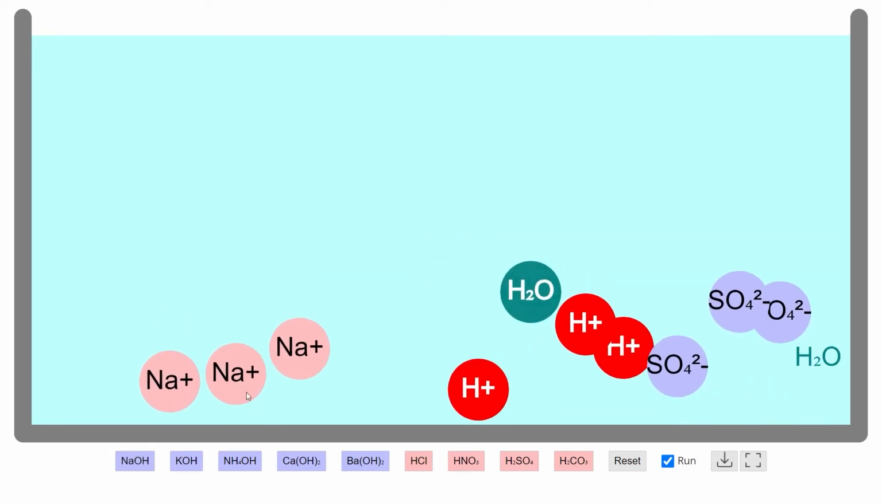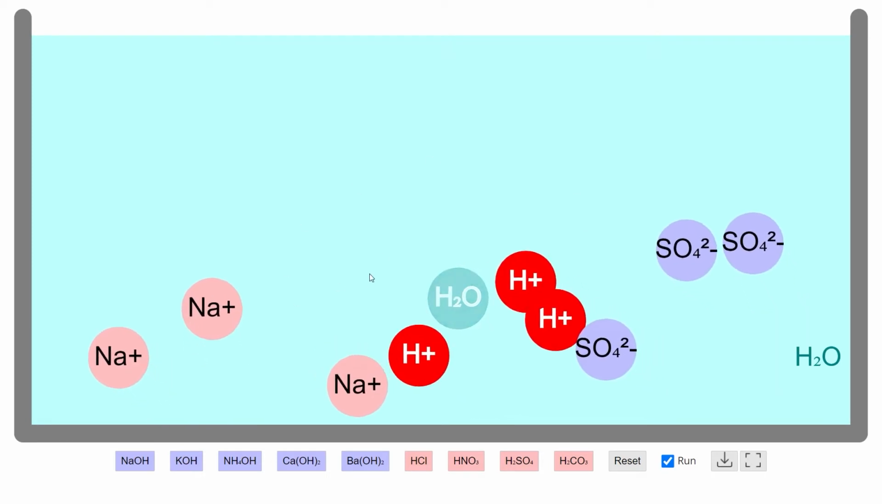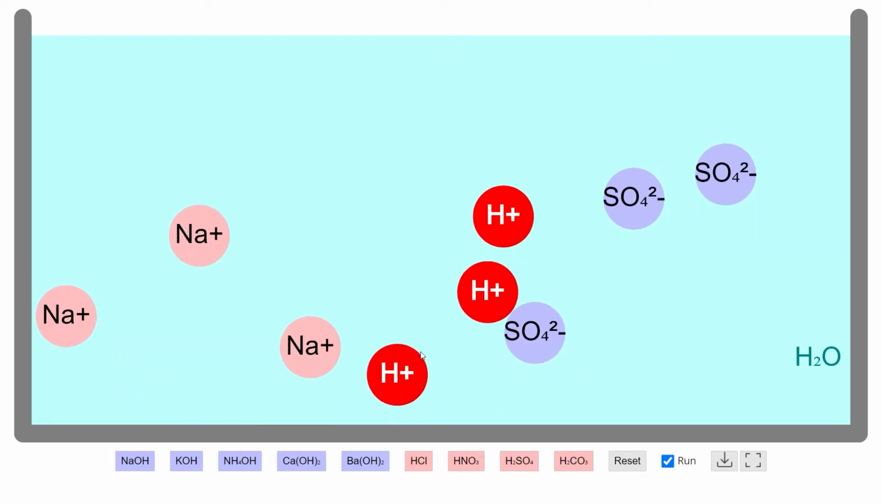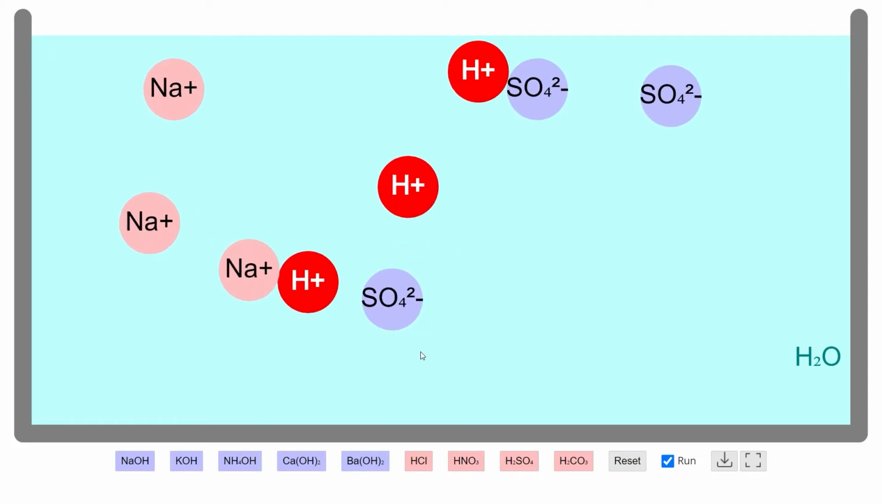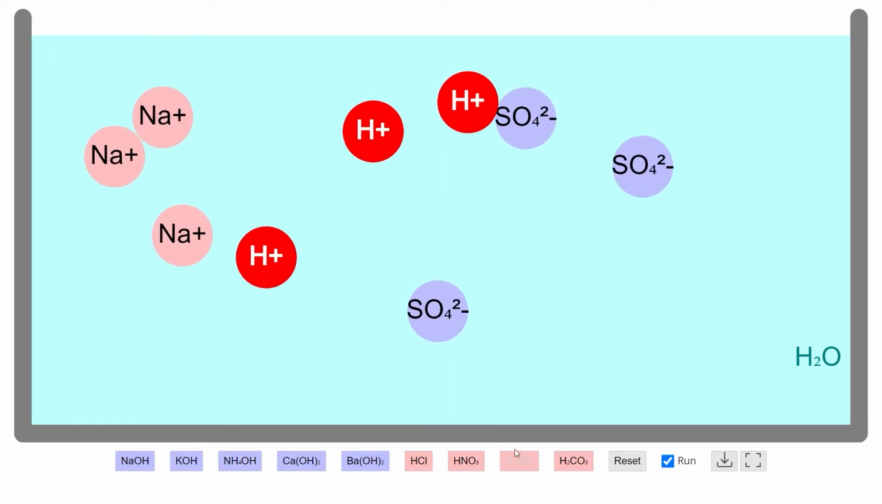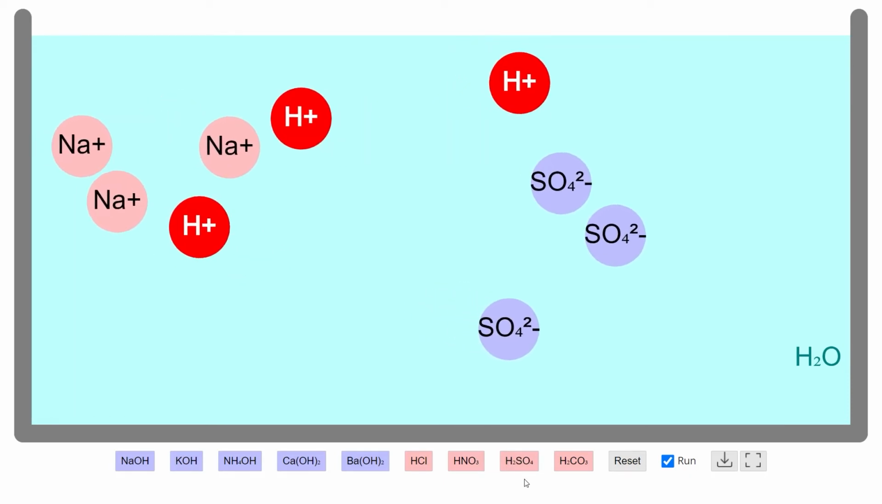And what we should notice is that once neutralization has occurred, there's still an excess of acid here, despite putting in equimolar amounts of acid and base. Now that is because sulfuric acid is diprotic.